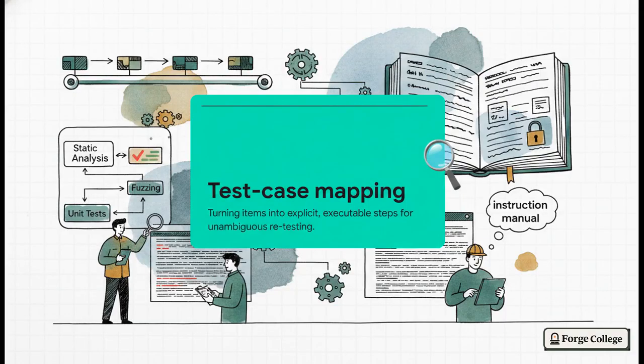Now, test case mapping. This is literally like writing an exact instruction manual for your assembly line workers. You can't just write, check the code. That's way too vague. You need to dictate the precise tools. Should they use static analysis to scan the code structure, or dynamic fuzzing to throw massive amounts of random data at it to see if it breaks, or maybe targeted unit tests? You have to make it so granular that literally any auditor could step in and rerun your steps perfectly without ever having to guess your intentions.